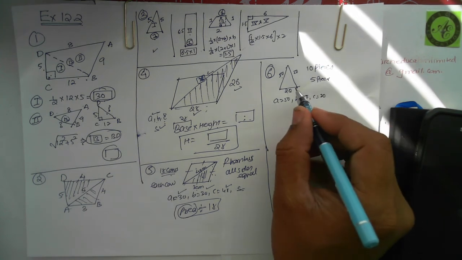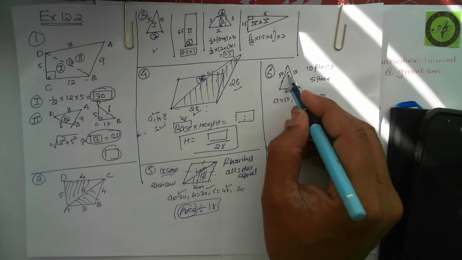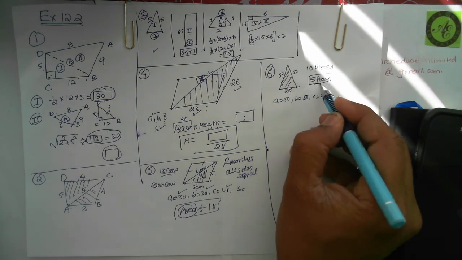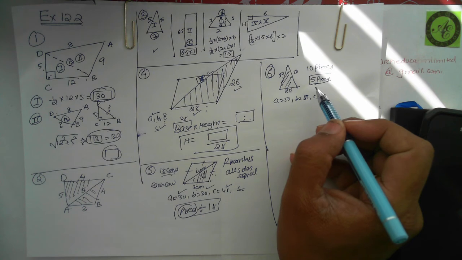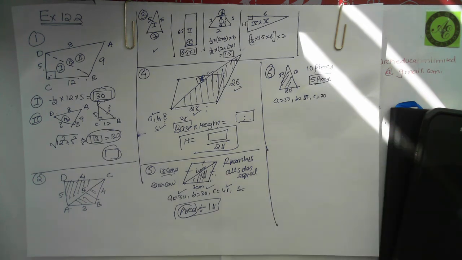Find S, use Heron's formula to find the area of one of them, times that by 5. That should give you the area of each color cloth you will need to make that umbrella. Okay, move on to the next question.